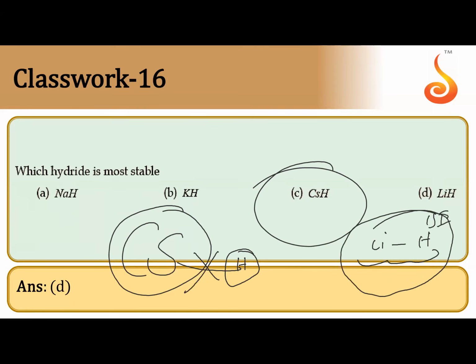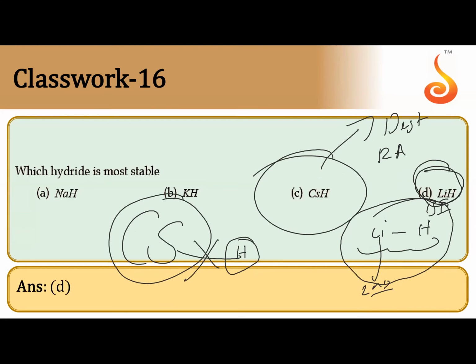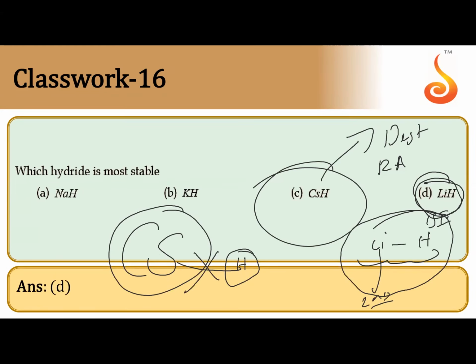So lithium belongs to the second period and hydrogen belongs to the first period. Therefore, the overlap will be effective. Therefore, it is more thermally stable, whereas cesium hydride is least stable. We can also say one more thing. Cesium hydride can supply hydrogen easily, whereas lithium hydride cannot supply hydrogen easily because it is stable. Therefore, cesium hydride is the best reducing agent. Lithium hydride is the least reducing agent. This is a very important fact. Kindly note it down. Next slide.